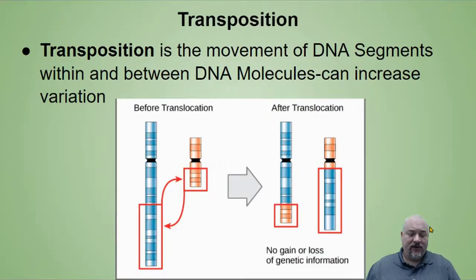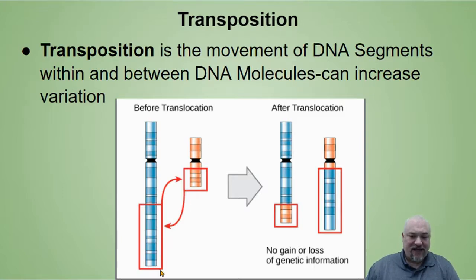Another thing that can happen to increase variation, not necessarily always in reproduction, is basically crossing over, but it doesn't have to happen during meiosis, like we talked about before. We call it transposition, the movement of DNA segments within and between DNA molecules. So in crossing over, we did it between homologous chromosomes, right? Between the mom's and the dad's chromosome number one. So it'd be the same genes on the same chromosomes, just switch which origin chromosome they came on. Transposition is basically the same thing, except between different non-homologous chromosomes.